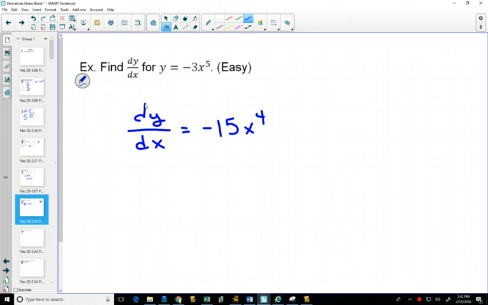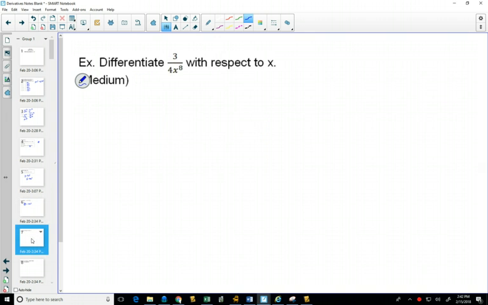And again, what I'm trying to do in these examples in your notes is find all the different terminology and ways that different textbooks have asked the same question. So here's find dy dx. This next one, differentiate. Okay? So differentiate with respect to x is the same as find y prime. So you can write y prime equals.